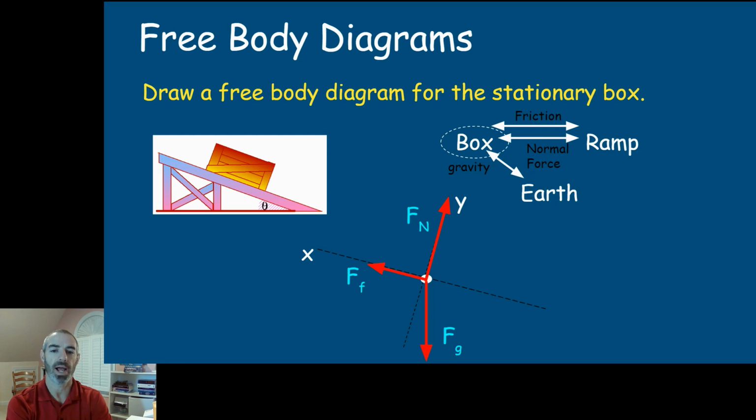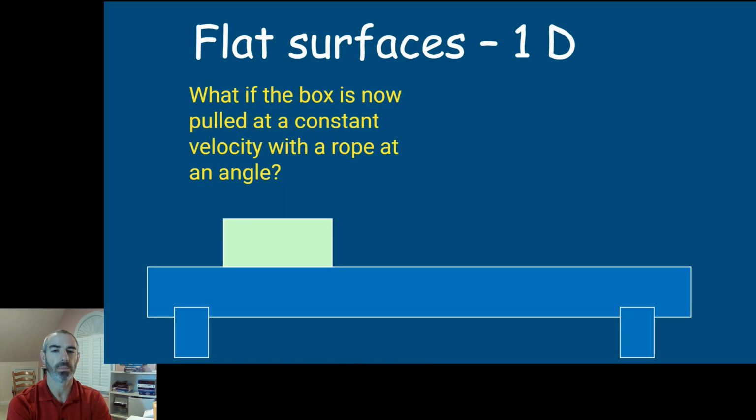So we draw our free body diagram with three interactions to cause this box to be stationary as it sits on the ramp. Since we have an angle, we're going to label that angle, and we'll talk a little bit later, in a later video, about why that angle is in between the y-axis and the force of gravity.